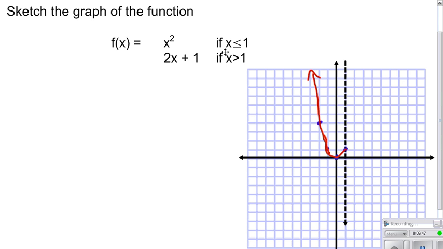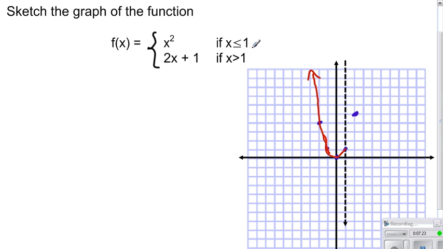Now we have half of it for the other part of the piecewise function. 2x plus 1 if x is greater than 1. We can plug in some points if we want. We can plug in things to the right of 1. We can plug in 2, 3, 4, as many points as we want. If we plug in 2, 2 times 2 is 4 plus 1 is 5. So 2, 1, 2, 3, 4, 5.